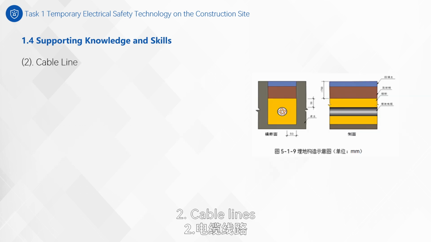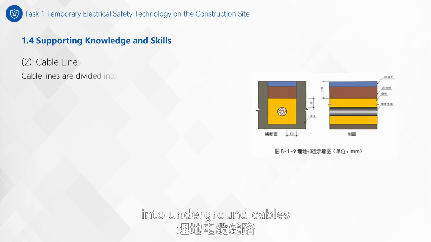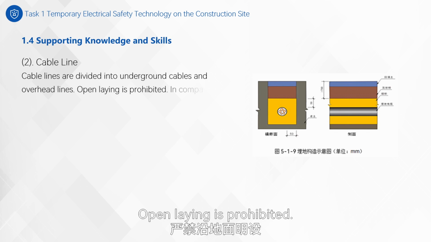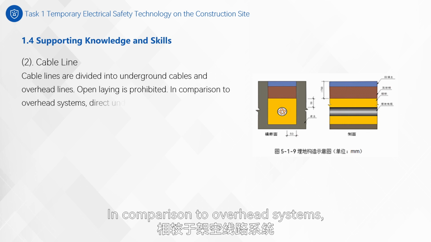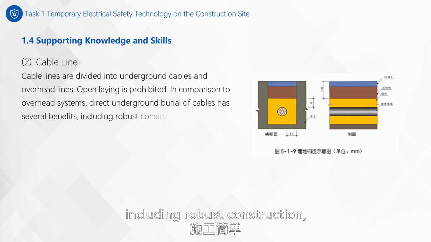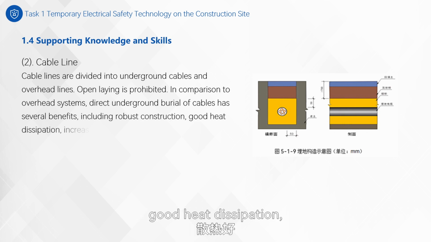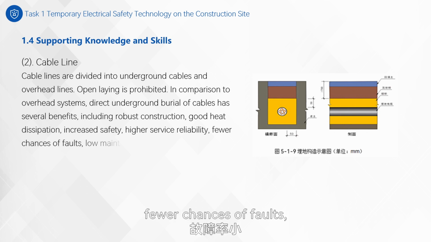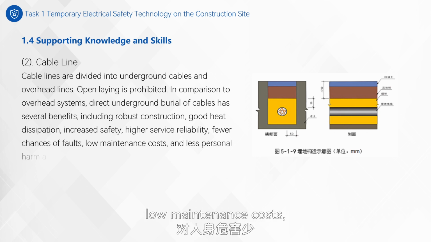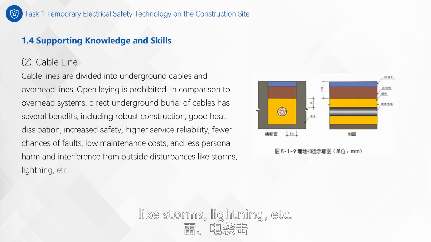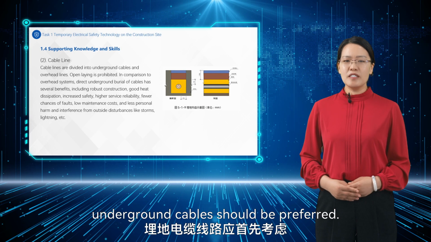2. Cable lines. Cable lines are divided into underground cables and overhead lines. Open laying is prohibited. In comparison to overhead systems, direct underground burial of cables has several benefits, including robust construction, good heat dissipation, increased safety, higher service reliability, fewer chances of faults, low maintenance costs, and less personal harm and interference from outside disturbances like storms, lightning, etc. Therefore, underground cables should be preferred.